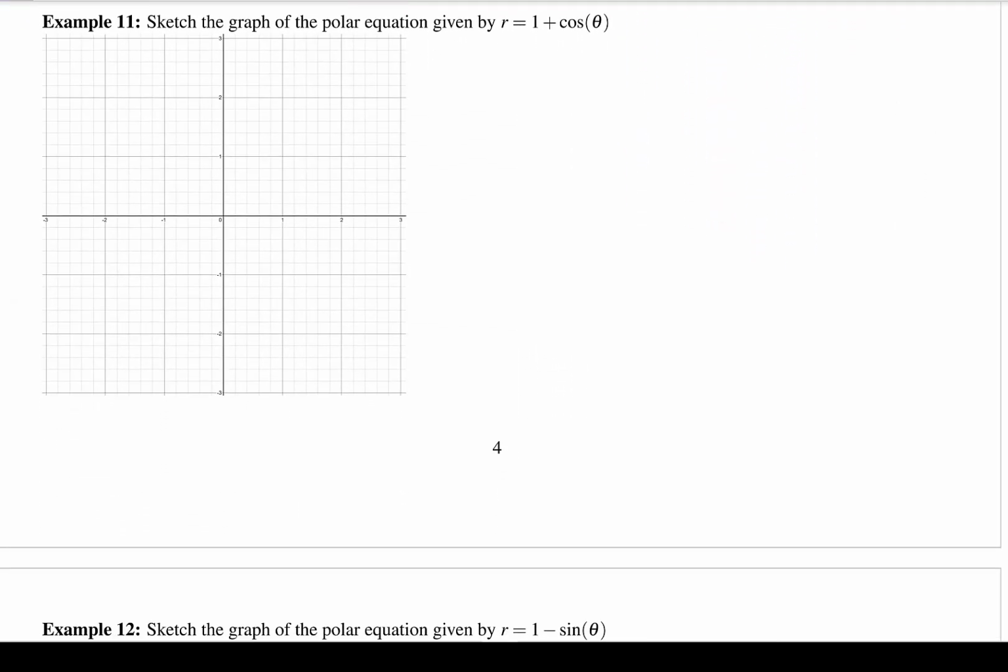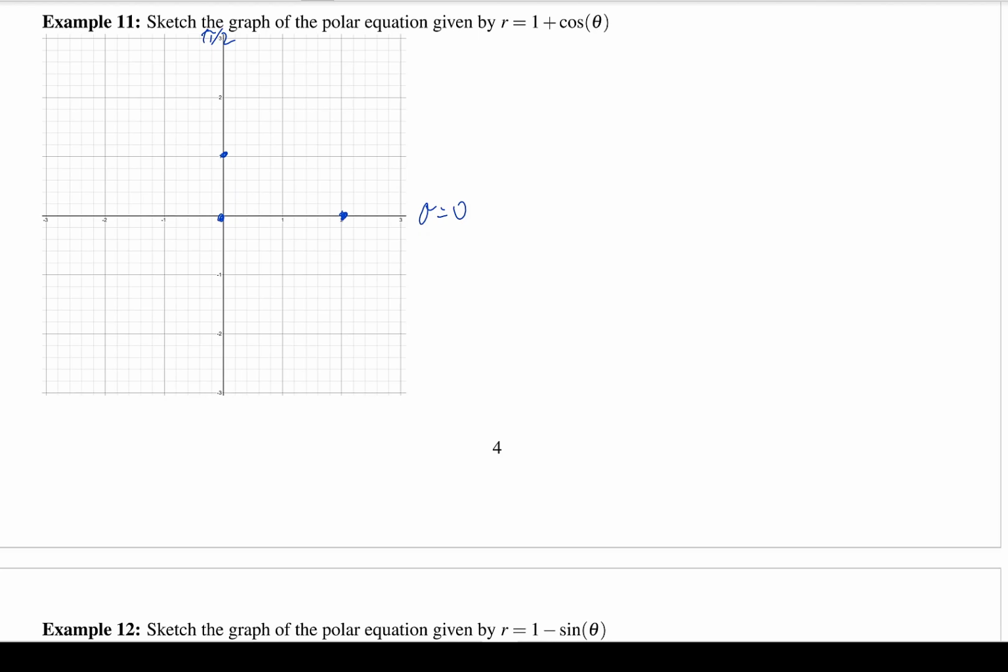Okay, now for example 11, this one's a little bit different. What I'm going to do here is plot out some points. When theta is equal to 0, then this will be 1 plus cosine theta, so that'll be r equals 2. So here's theta equals 0, and r is going to be equal to 2, so I get this point right here. Now when I have theta equals pi over 2, we'll get r equals 1. So that'll be right here. When theta is equal to pi, we'll get 1 plus negative 1 is 0, so that'll be right here.